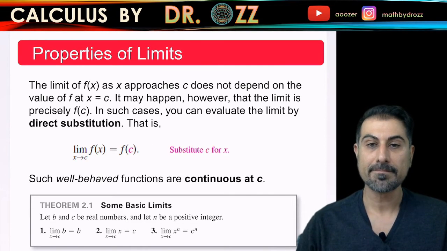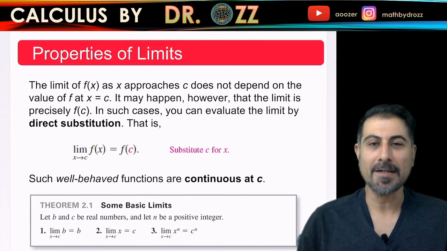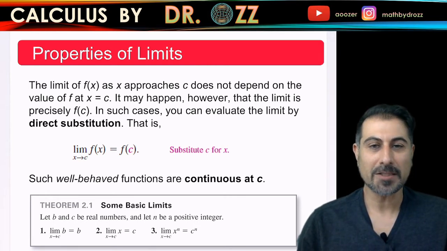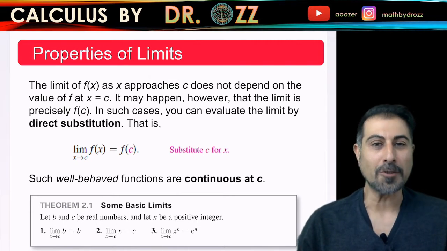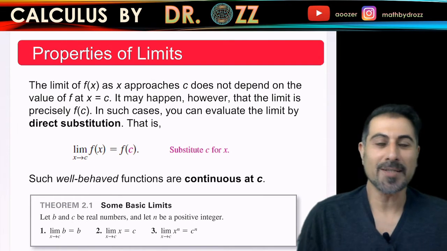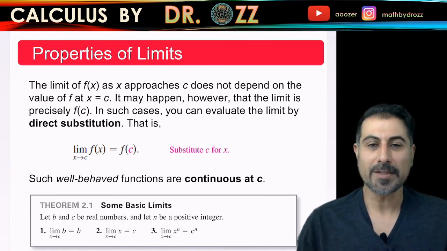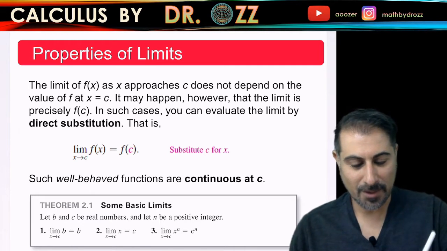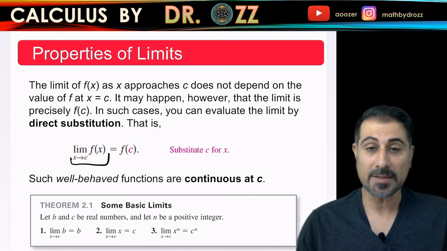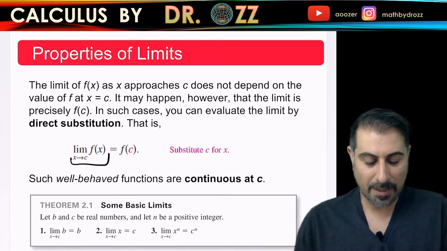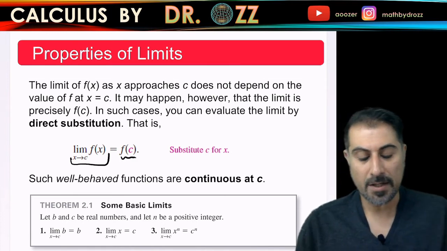Let's see what we have. In the previous section, if you remember, we were looking at limits where the function was not defined at the limit point. So we excluded that point from the domain, but we still checked the limit. It may turn out that the point c is in the domain of the function, so it may happen that the limit is precisely f of c. We call this direct substitution. Essentially, when you're asked for the limit of f as x approaches c, that may potentially be equal to f of c if c is in the domain of the function.